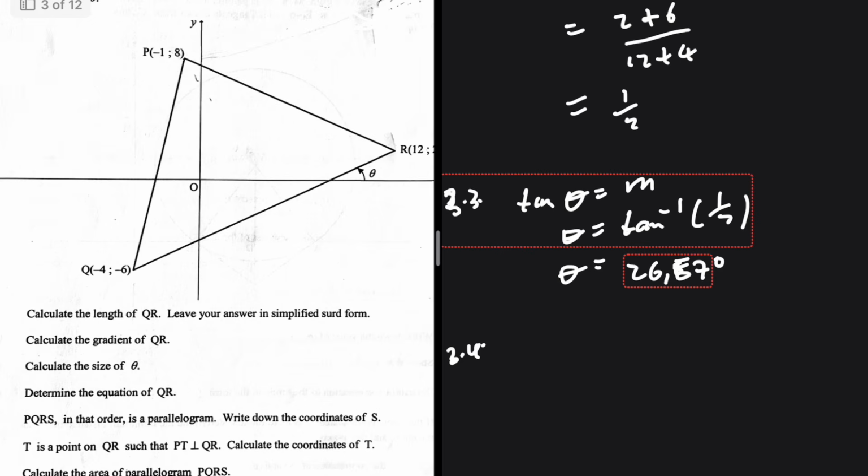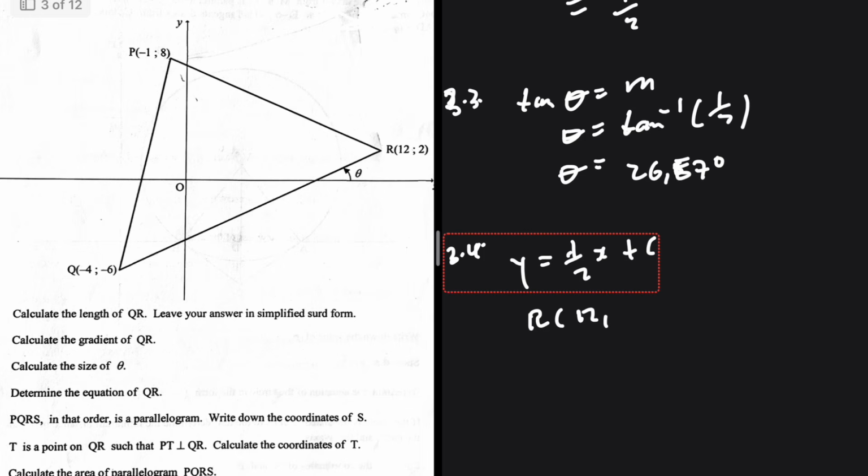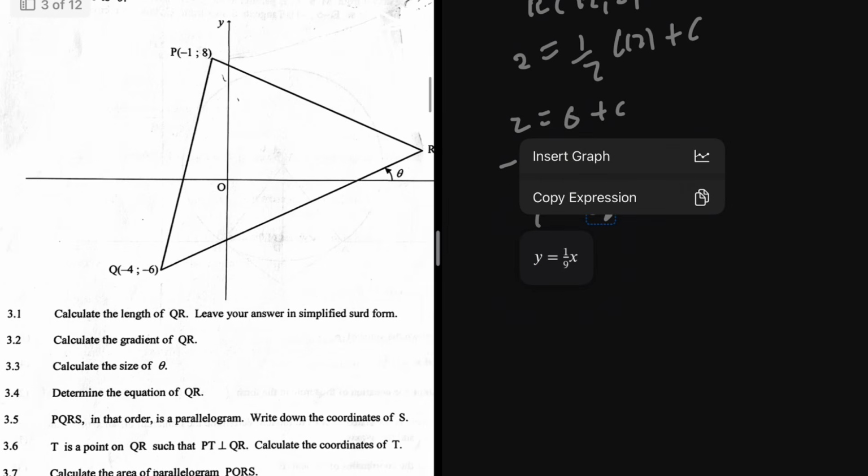Let's just carry on. We already have the gradient of QR, so m is 1 over 2. So we have y equals 1 over 2x plus c. And then we just substitute R of coordinates 12 and 2 and find c. So the y value is 2, the x value is 12. So 2 is equal to 6 plus c. Minus 4 is equal to c. So y is equal to 1 over 2x minus 4. There we go.